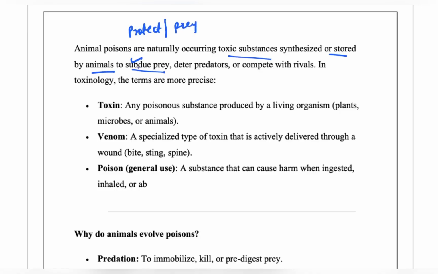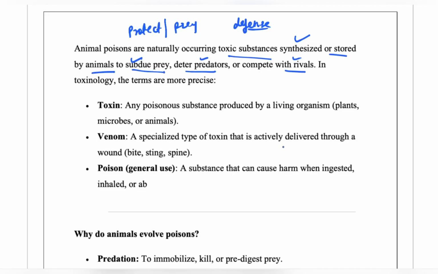So these poisons are synthesized in the body of the animal and they are also stored by the animal, and they are used to subdue the prey, deter the predator, to basically protect themselves from their predator, or compete with the rival. Sometimes they do that, right? They are also used in defense, that is also important, right?